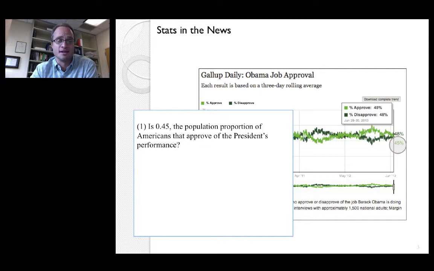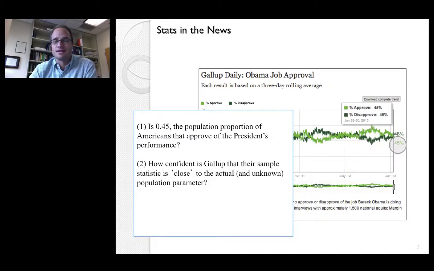Whenever a polling agency like Gallup produces a report like this, it's based on a sample of data. And you may be able to see that the sample of data here is 1,500 national adults. Okay, so it very much is a sample statistic, and in particular, it's a sample proportion.